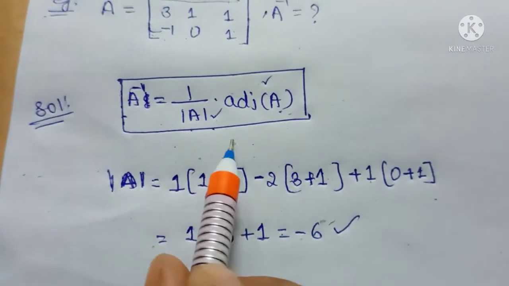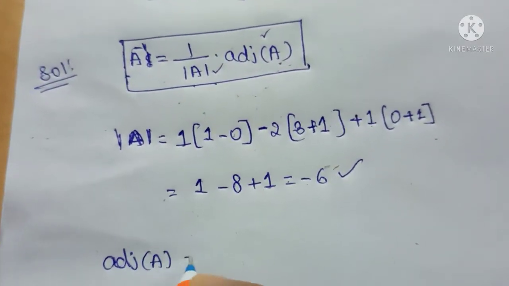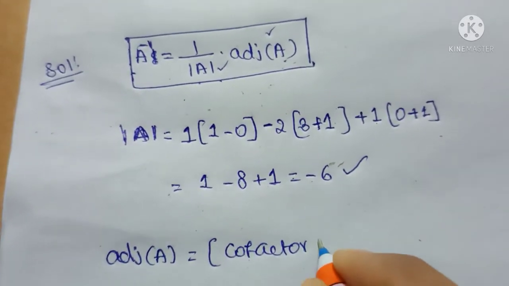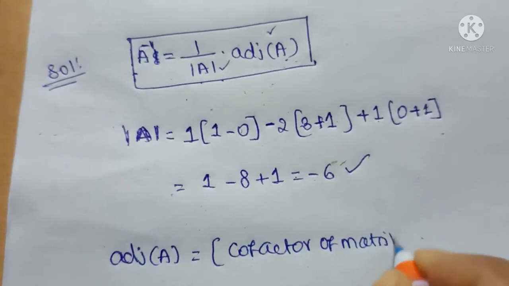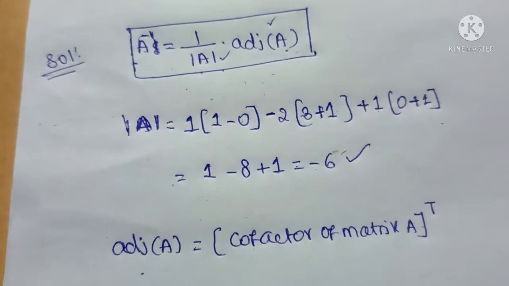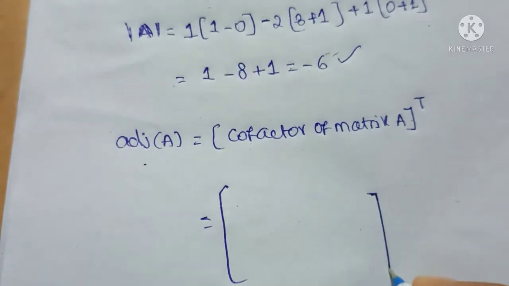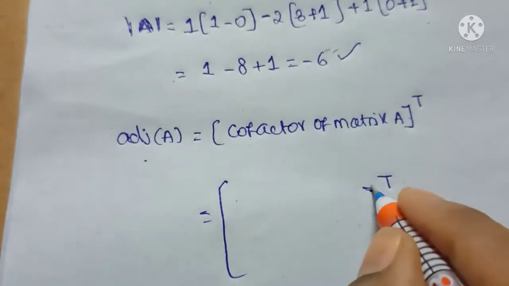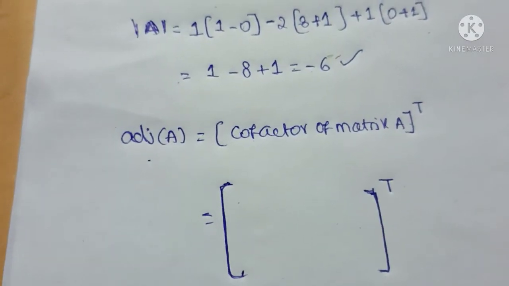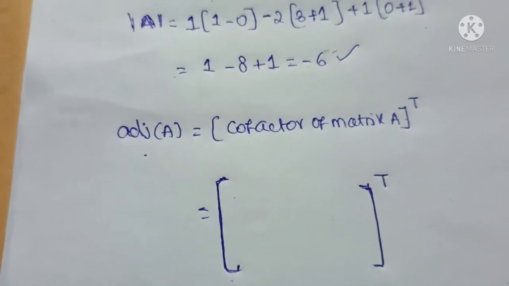Now we will see how to find the adjoint of A. Adjoint of A equals the cofactor of matrix A, whole transpose. How do we find the cofactor matrix? In previous videos we saw how to find the cofactor matrix for a 2 by 2 matrix.